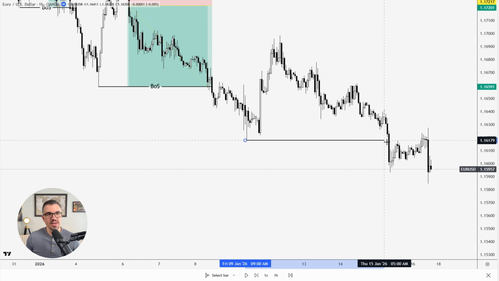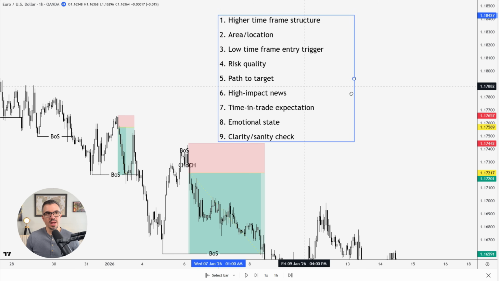But you can see how I just used these simple filters up here, these 9 filters, to give me the best chance of success. And this is going to help you whether you use these or just take a few of them and implement them in your trading. You can use this as a checklist before you enter trades. It's going to help you filter out the bad trades and only take the best ones.